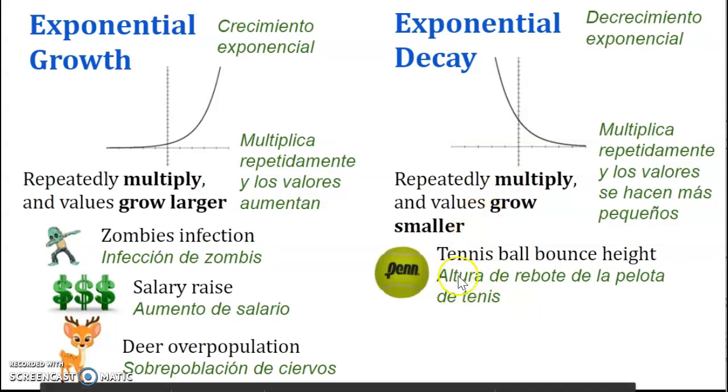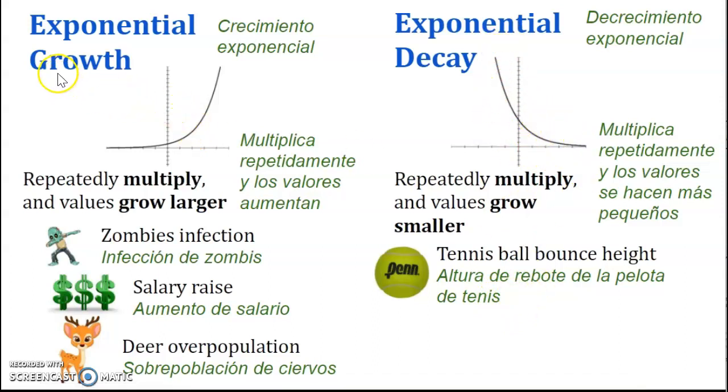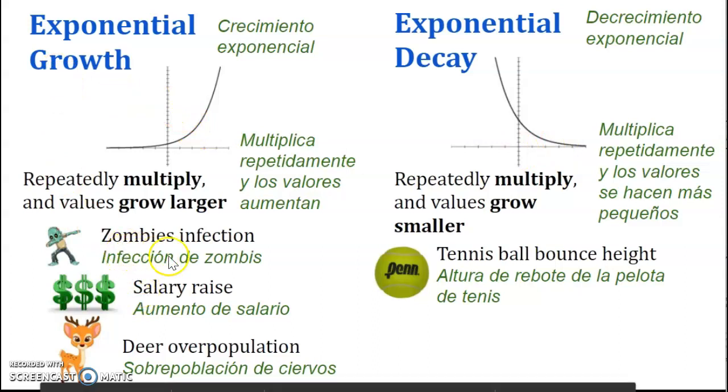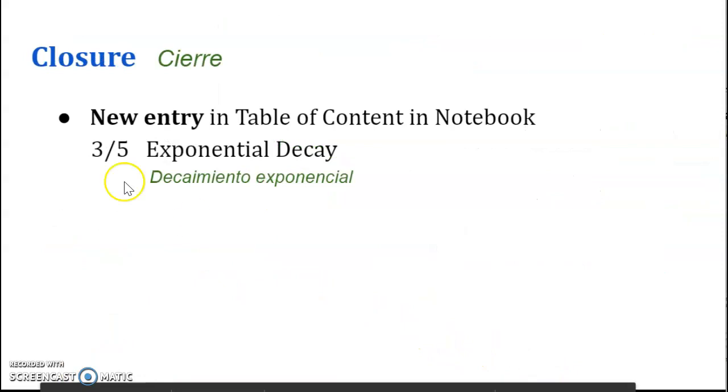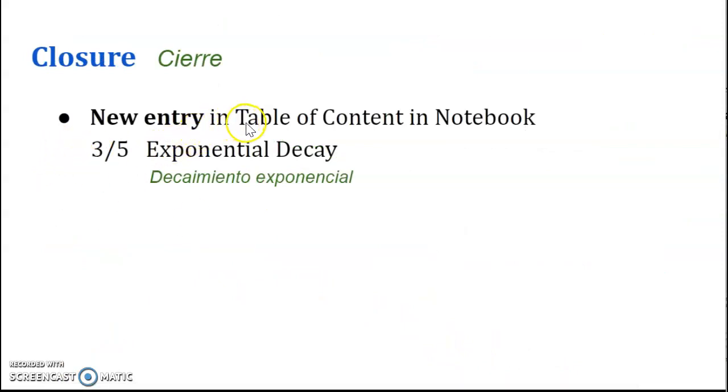So if the multiplier is some number less than 1, it's going to be exponential decay, whereas it's going to be exponential growth when the multiplier is greater than 1. So finally, to close the lesson, put in the table of contents today's date, and that today we covered exponential decay.